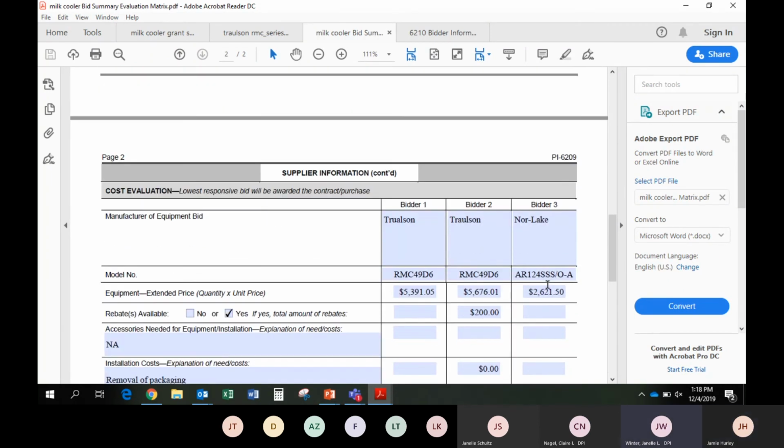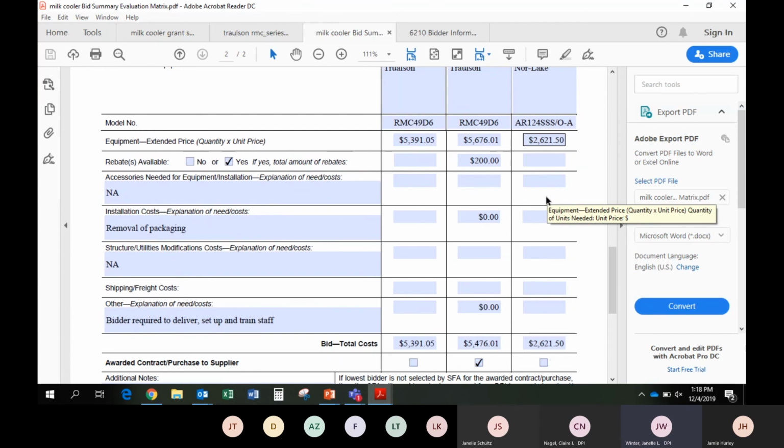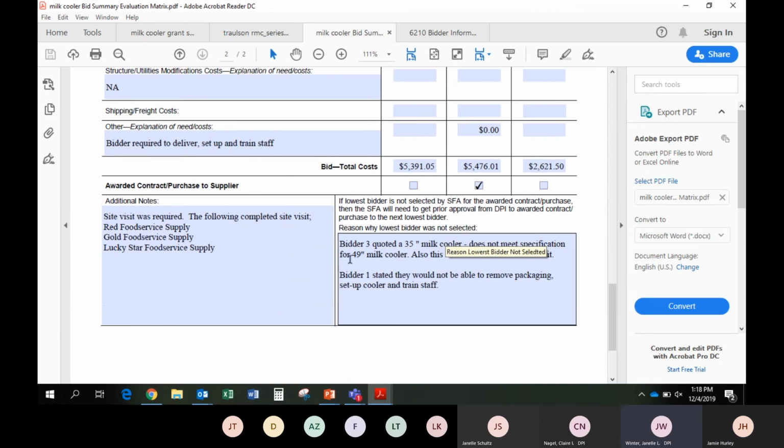So the other thing that eliminated bidder 3 was the price difference. You can see it's almost 50% less than some of the other 2 bids. Looking at the details of what they submitted in their bid, I noted that they quoted a 35-inch milk cooler, and it does not meet the specifications for a 49-inch milk cooler. Also, this vendor did not attend the site visit. So that's why I'm not taking the lowest bid. And I have it documented down here.